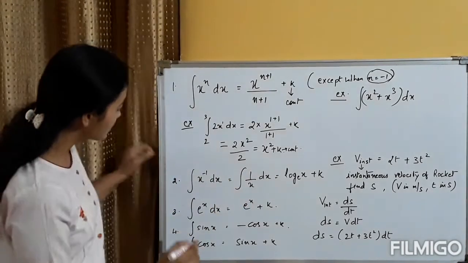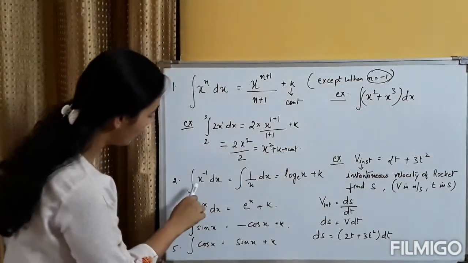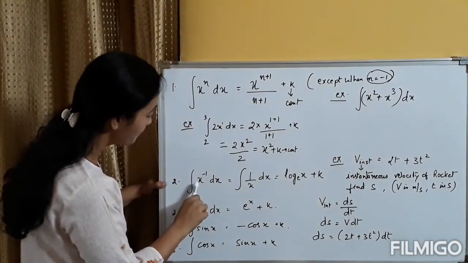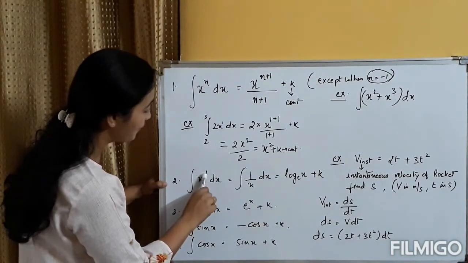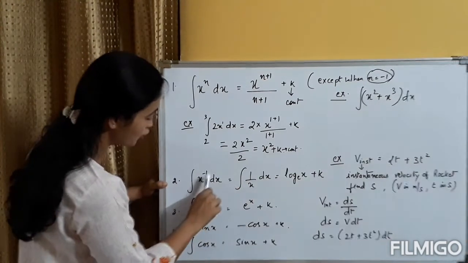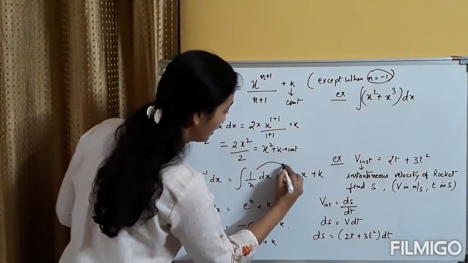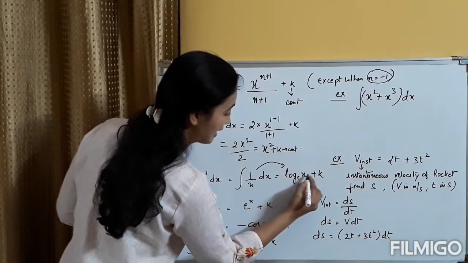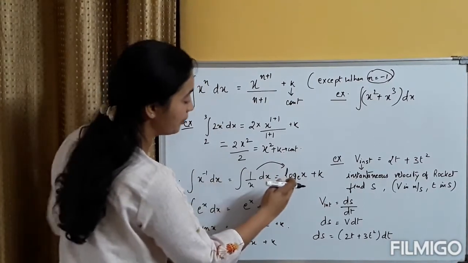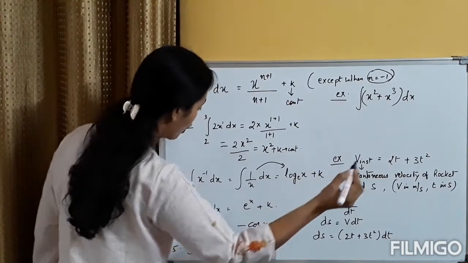Fine. Now I told you this cannot be used when the power is minus 1. Now if the power is minus 1, what are we going to do? If the integration is of the form x to the power minus 1 dx, then this can be written as 1 by x dx. And the integration of this term is log e base x plus k. The formula is: the integration of 1 by x dx is log e base x plus k. Remember, this k is a constant.